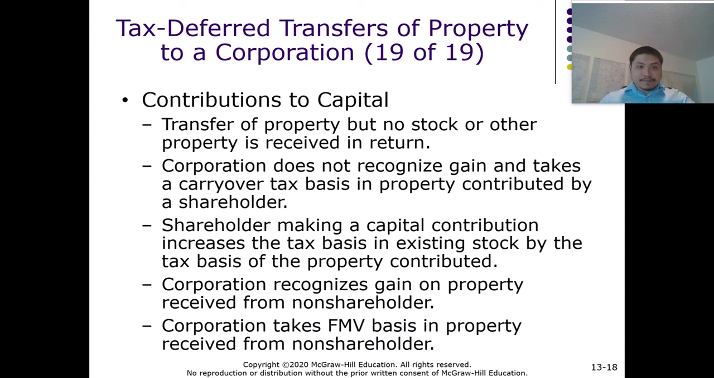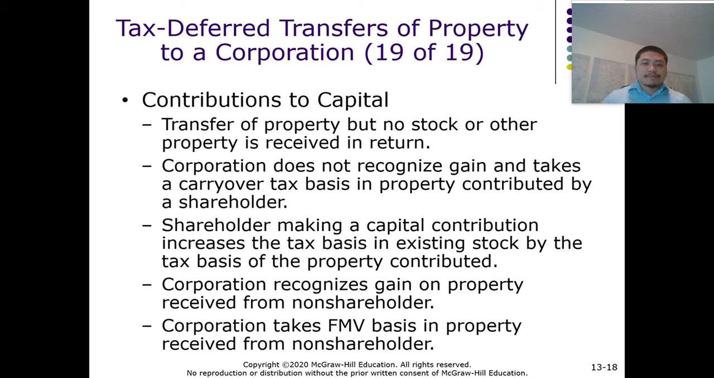So when the corporation doesn't pay out stock when receiving property, they don't have to recognize the gain, and usually they take the carryover tax basis of the property that has been contributed. Like in the example, when I contribute the second car, the $3,000 car, to the corporation, the corporation is going to use my basis in the car, which is $3,000, as the basis for the car when they enter the asset in their books, right?